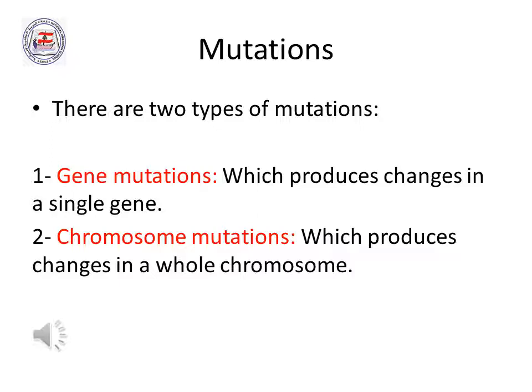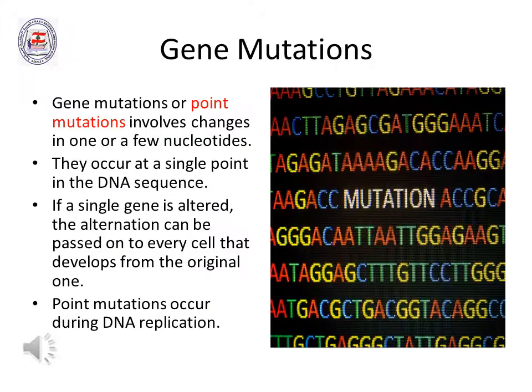There are two types of mutations that will be discussed. Gene mutations, which produce a change in a single gene, and chromosome mutations, which produce changes in a whole chromosome. Let's discuss gene mutations first. Gene mutations, or point mutations, involve changes in one or a few nucleotides. They occur at a single point in the DNA sequence.